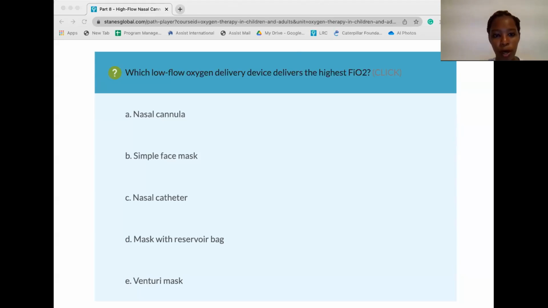So from what we have been discussing, the low flow oxygen devices, which offers the highest FiO2?